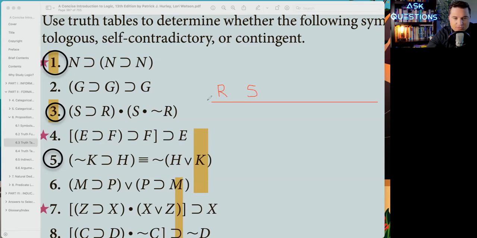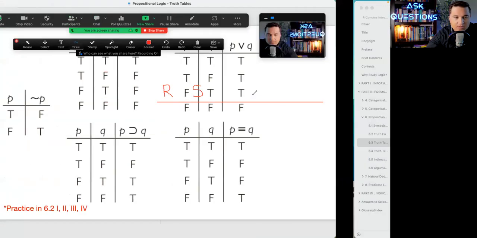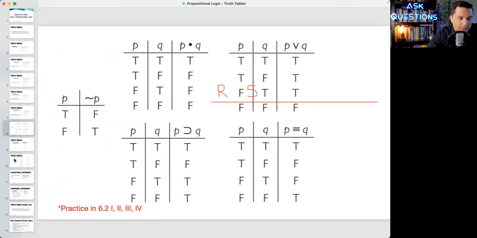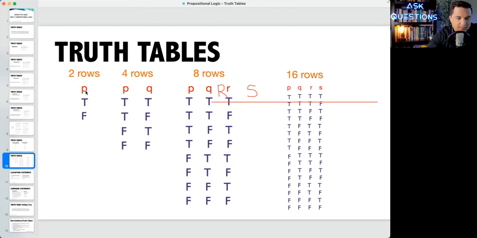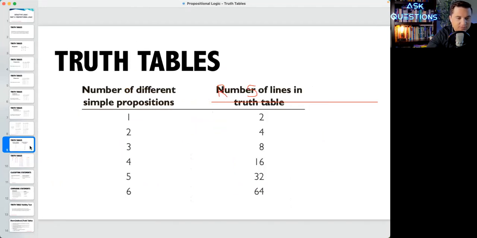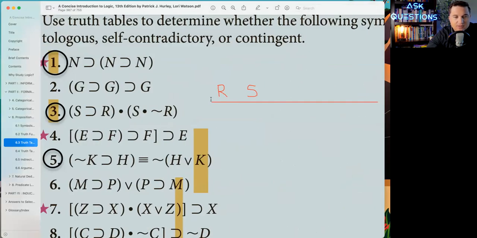Okay, so we have 2 letters. That's going to tell you how many rows you need. We have 2 letters, so we're going to need 4 rows. Or you can look at how many simple propositions. Those are the letters. We have 2, so we need 4 rows. We could number them if you want, but you don't have to. Sometimes I like to draw a horizontal line here. And then we need to put this whole statement over here.